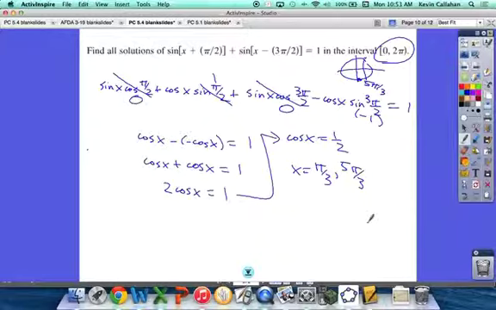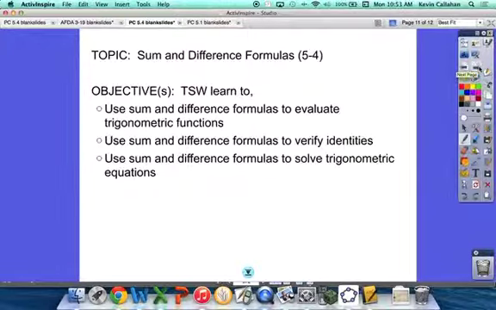Is it good? So let's see, did we do it all? We used sum and difference formulas to evaluate trig functions. I have to say, we didn't have any that were tangent, but it's in front of you, so you should be able to just use it. We verified the one identity, and then we solved the equation. That's it.